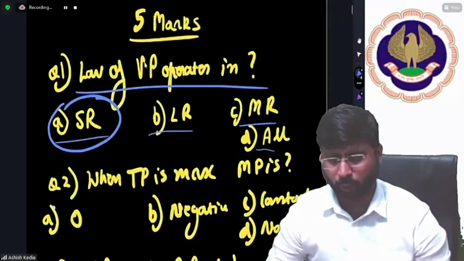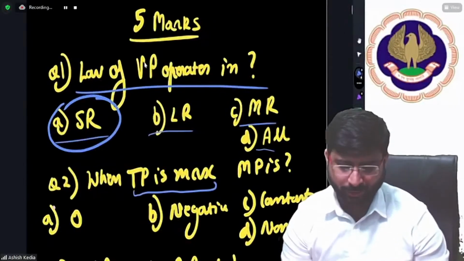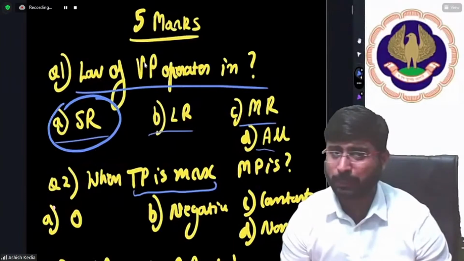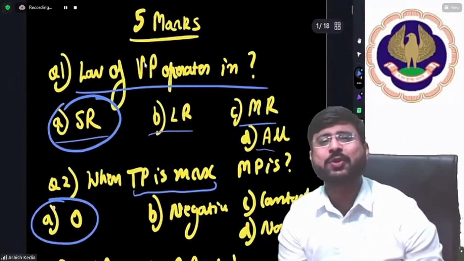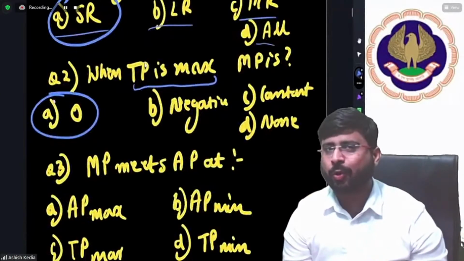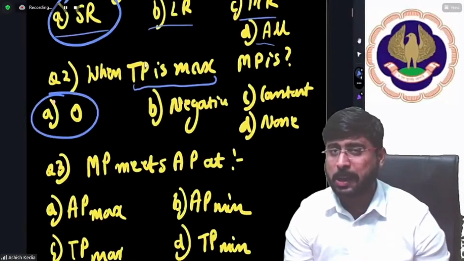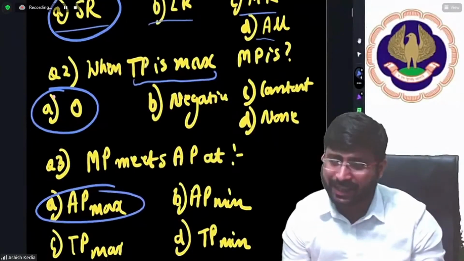In law of variable proportion, when TP is max, what is MP equal to? Yes, you people guessed it right. MP is equal to 0. That's right, friends. MP meets AP when which is max? Remember, MP meets AP when AP is maximum.